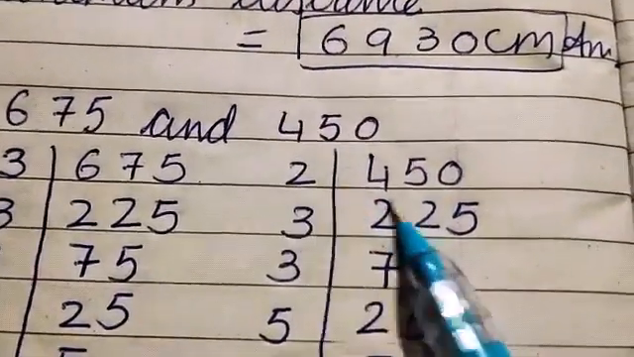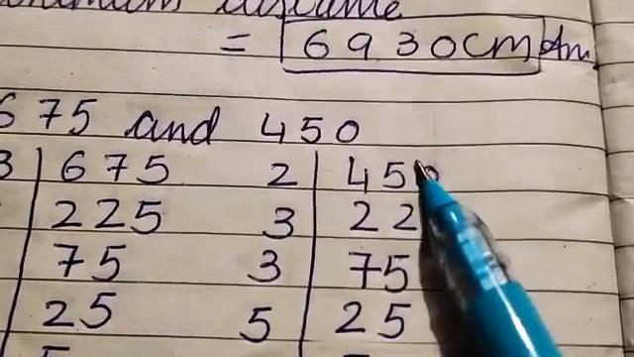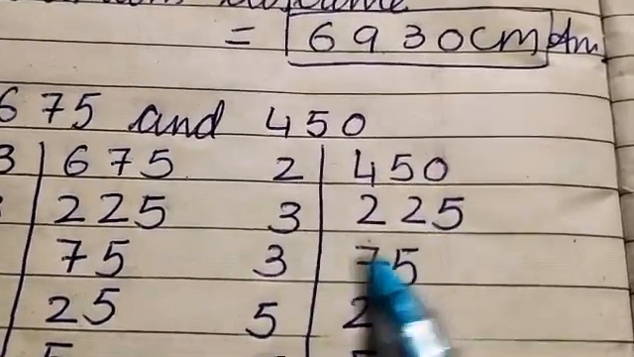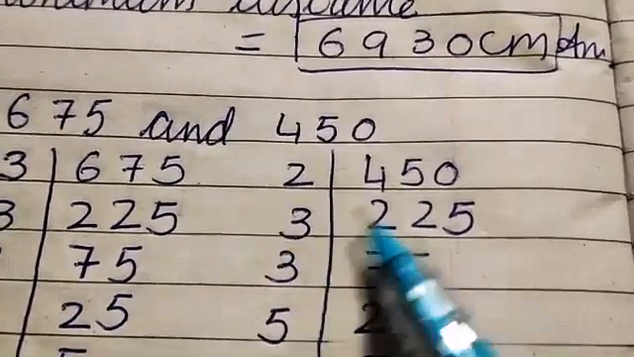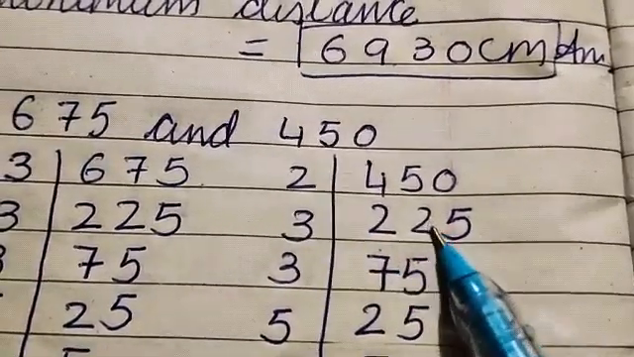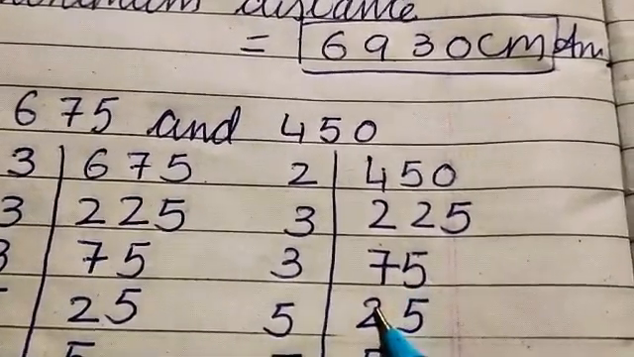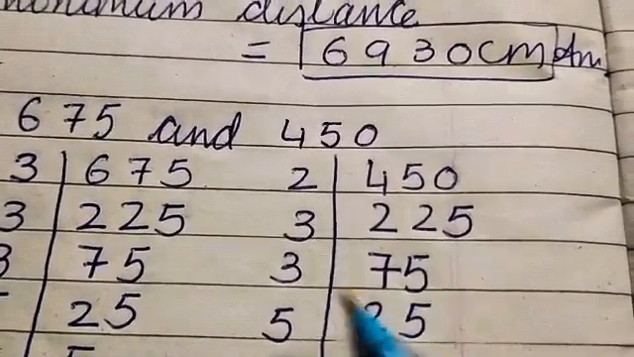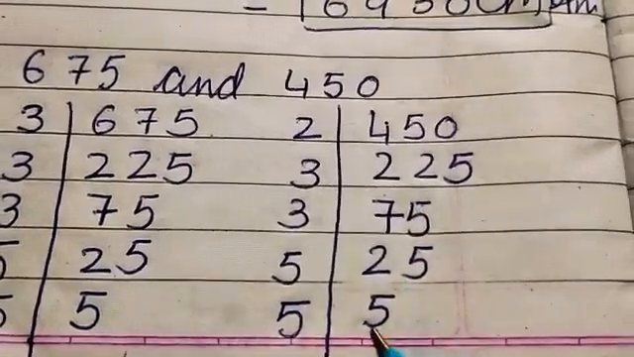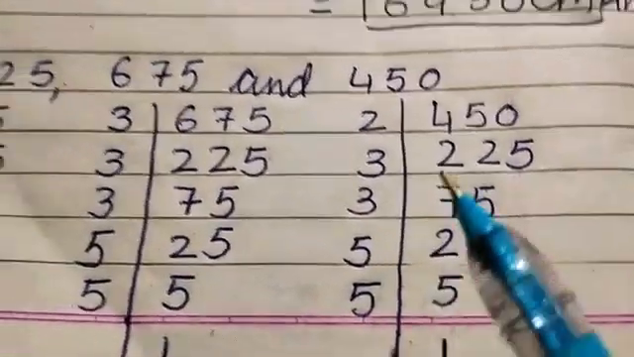2 2s are 4. Here will be 10. 2 5s are 10. 3 7s are 21 and 1. 3 5s are 15. 3 2s are 6, carry 1. So 3 5s are 15. 5 5s are 25 and 5 1s are 5.